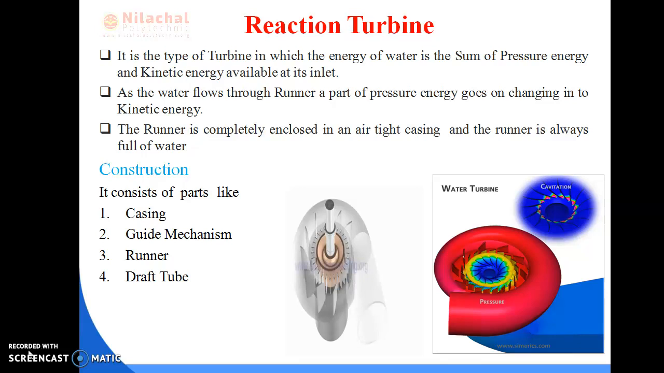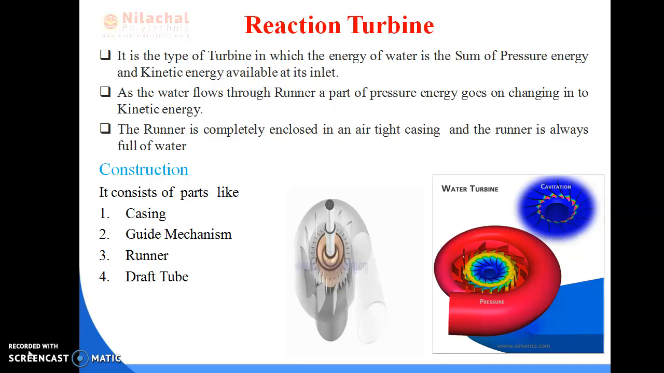Here in this video, I am going to explain about the reaction turbine, its working principles, constructional features and its classification. So, what is the concept of a reaction turbine? In a reaction turbine, we are not going to use the nozzle as in case of impulse turbine.